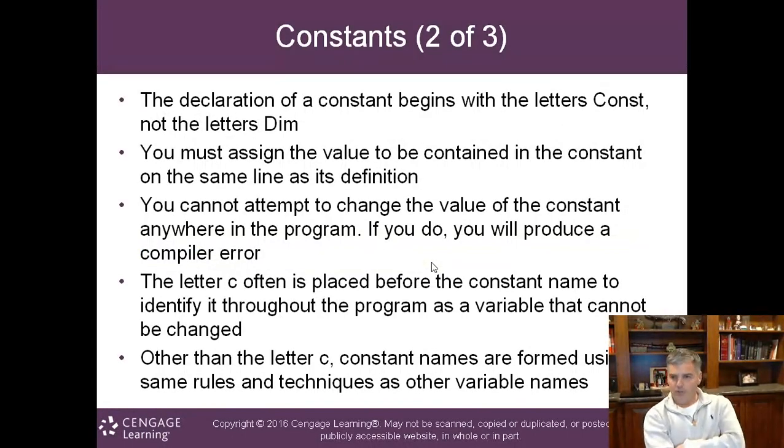So the declaration of a constant begins with the letter const instead of dim. You must assign the value to be contained in the constant on the same line as its definition. You cannot attempt to change the value of the constant anywhere in the program. If you do, you'll produce a compiler error. The letter C often is placed before the constant name to identify it throughout the program as a variable that cannot be changed. So it's just a nice thing to have in there so that your other developers that are looking at the program, or yourself, know that that's a constant. Just a naming convention thing. Other than the C, constant names are formed using the same rules and techniques as other variable names.